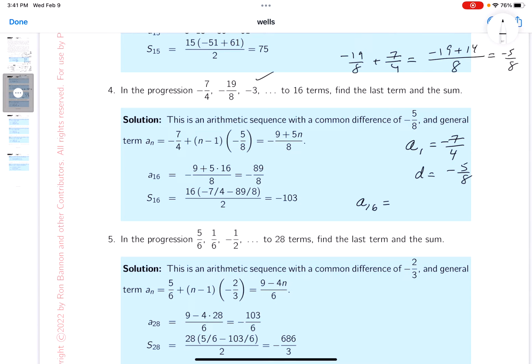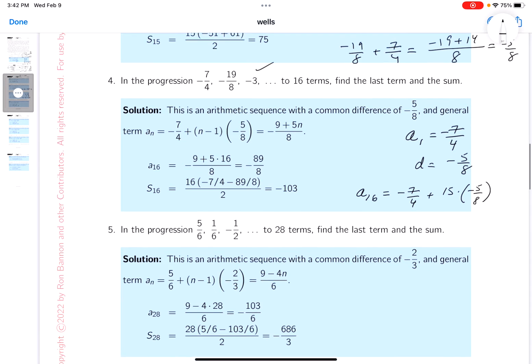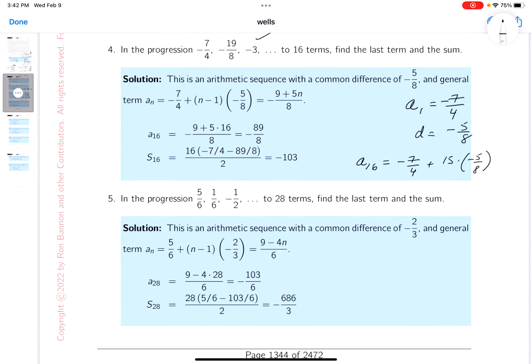And what do you get there? Well, let's see. It's going to be A1, which is minus 7 quarters, plus 15 times the common difference, which is minus 5 eighths. All right, I've got to do the arithmetic. And it looks a little sloppy. You might say, oh gee, I'm working on the other piece of the problem there. I'll just pretend I'm doing homework, and homework that's not being handed in.